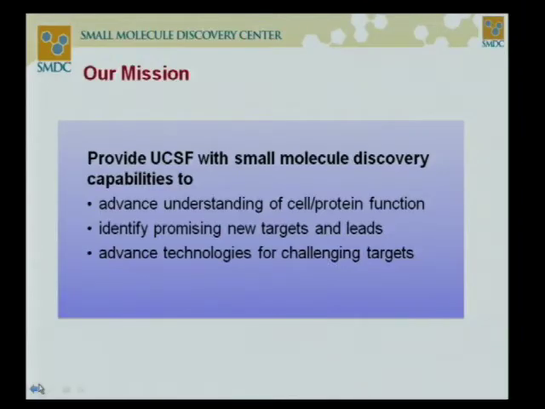So our mission at the SMDC is to provide UCSF, but as you can see, we work with people from a lot of universities and also companies, to provide UCSF with small molecule discovery capabilities. And there are three basic roles that I think we have. One is to develop probes, which are molecules that are highly selective for the biology of interest, not necessarily drugs, but selective enough and potent enough for you to explore biological questions.